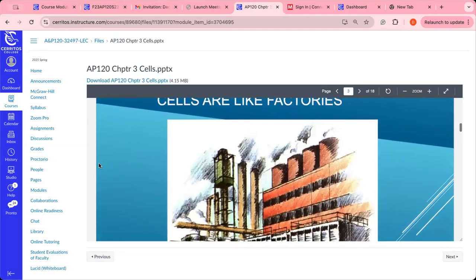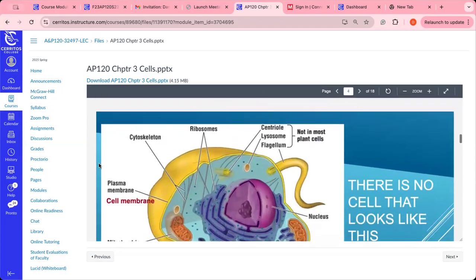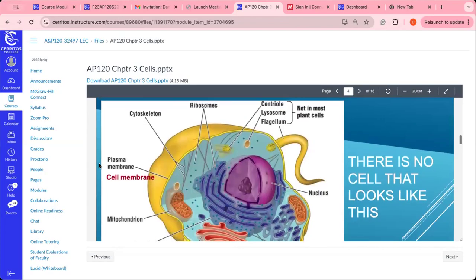Cells are like factories that produce different components. So here we have a stylized version of a cell. No cell has all these parts, okay? They all have some of these parts, but you have the cell membrane on the outside, and you have the cytoskeleton of the cell.